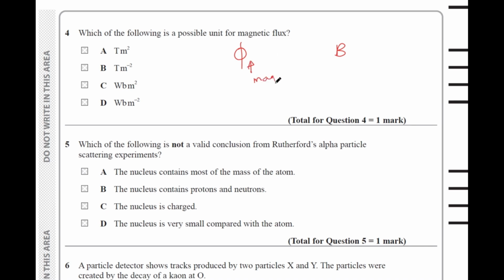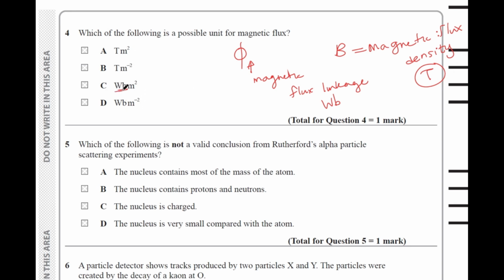So this is magnetic flux linkage, and this is magnetic flux density. Magnetic flux density unit is Tesla. And magnetic flux linkage unit is Weber. But here we have two options with Weber, but there is another unit connected to it. So obviously these two are wrong. So we have to find another alternative unit for this magnetic flux linkage or magnetic flux.